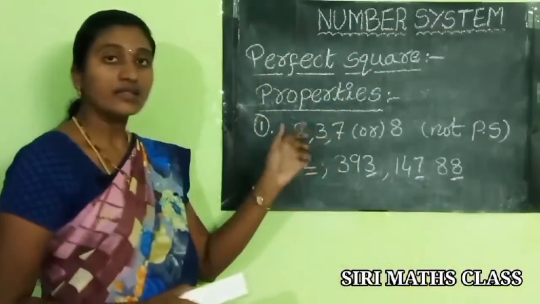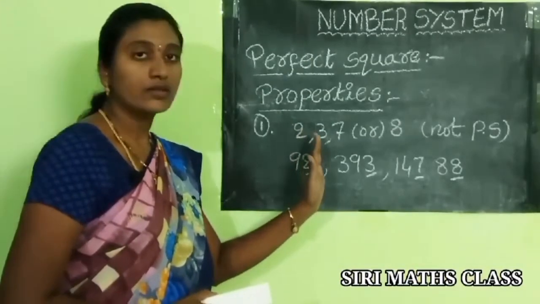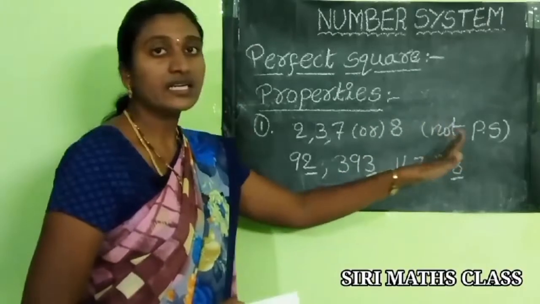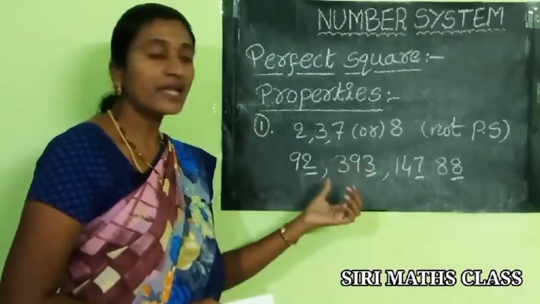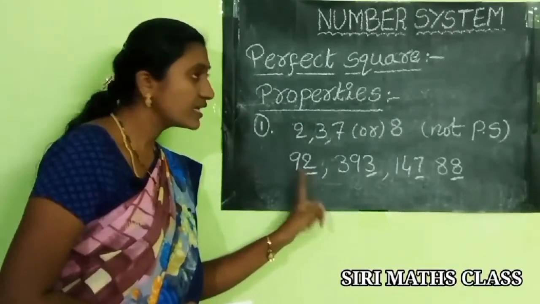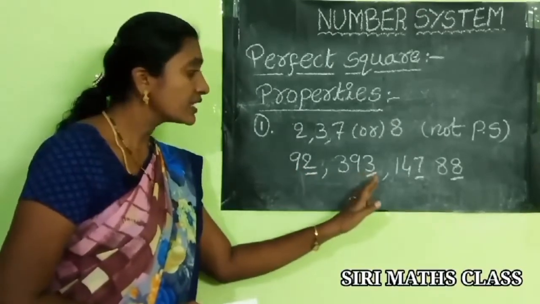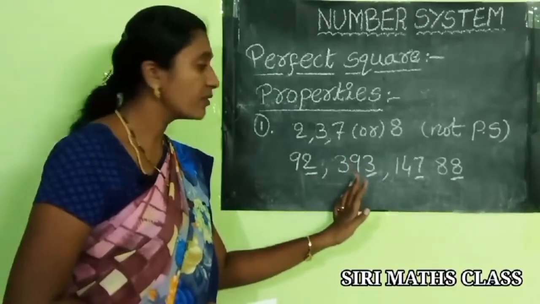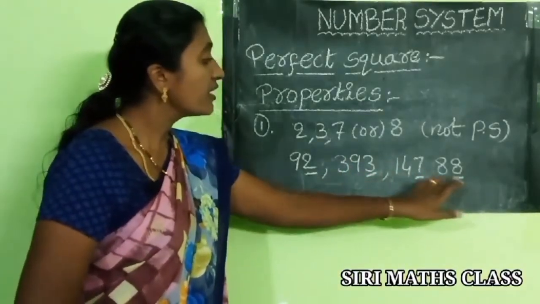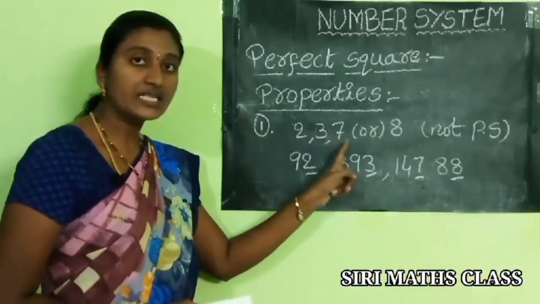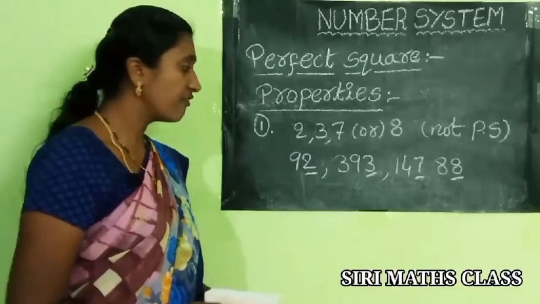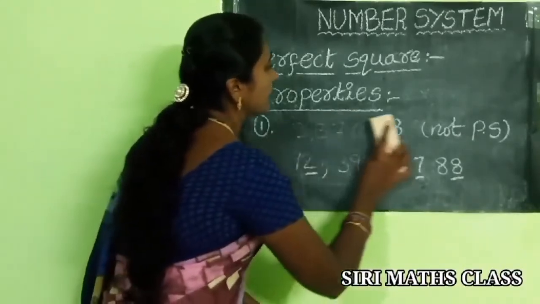A number ending with 2, 3, 7 or 8 is not a perfect square. We can simply identify it. If the unit digit is 2, this is not a perfect square. If it is 3, this is also not a perfect square. We can easily observe that. Whenever the unit digit is 2, 3, 7 or 8, that number is not a perfect square. This is the first condition. We go to the second condition.